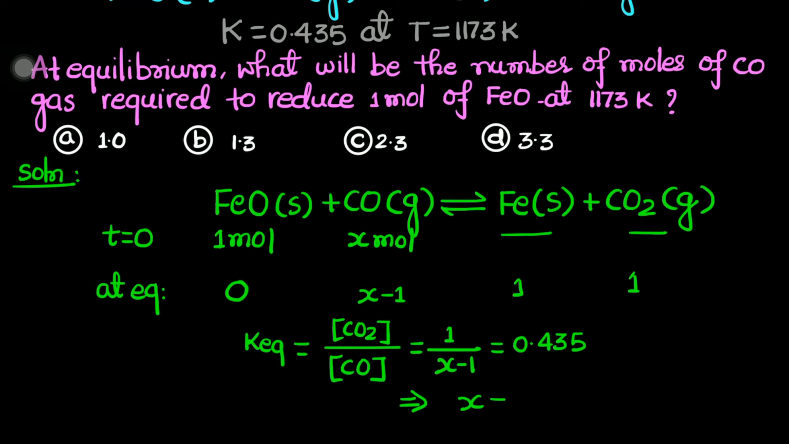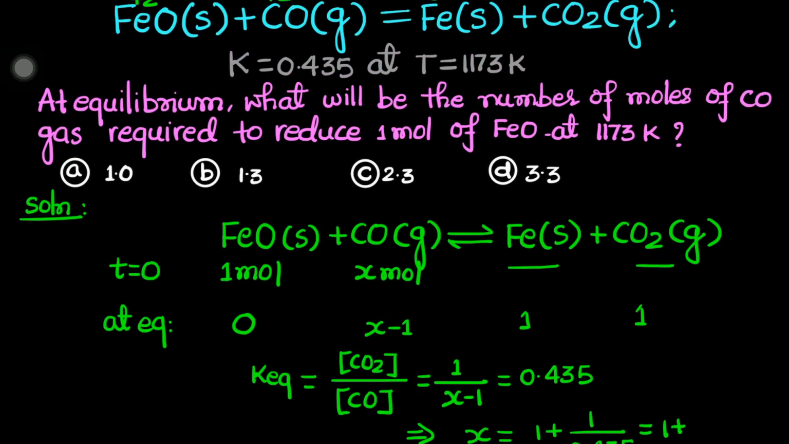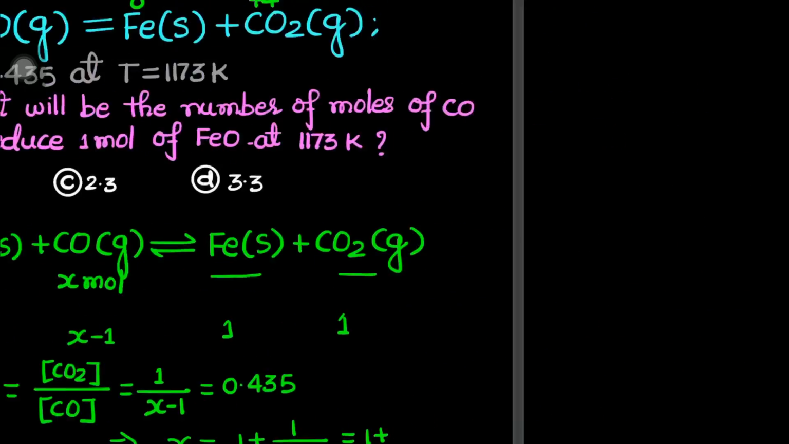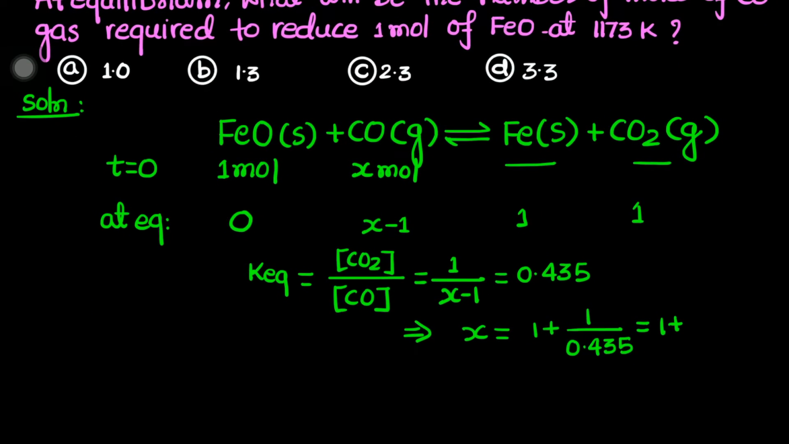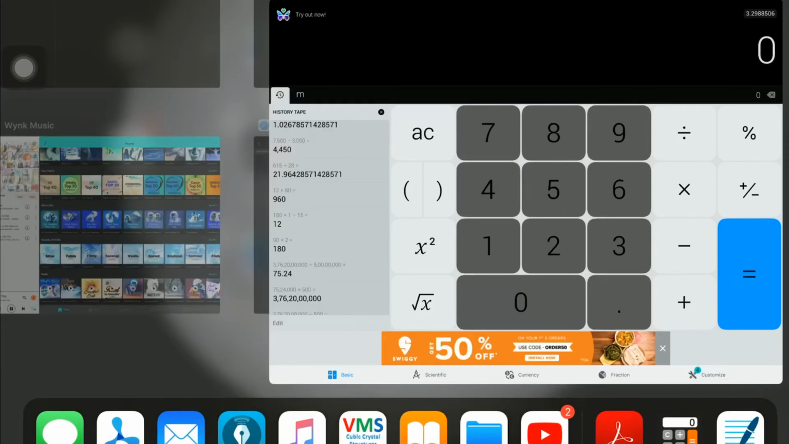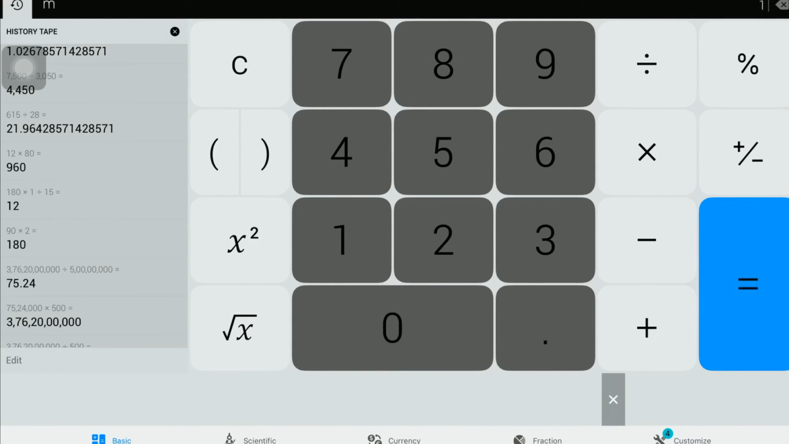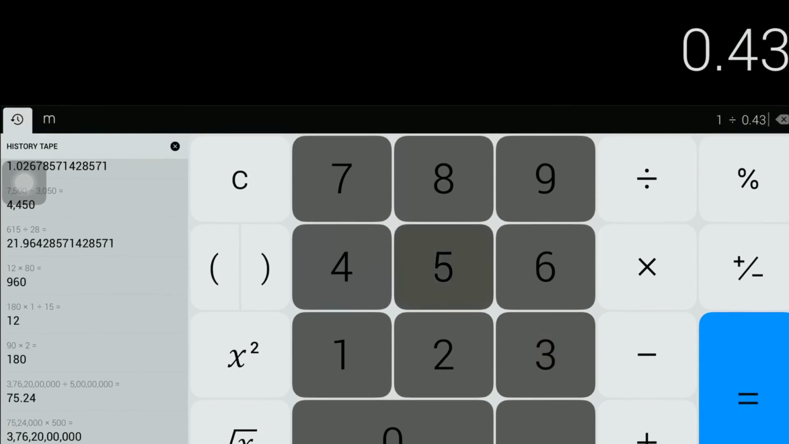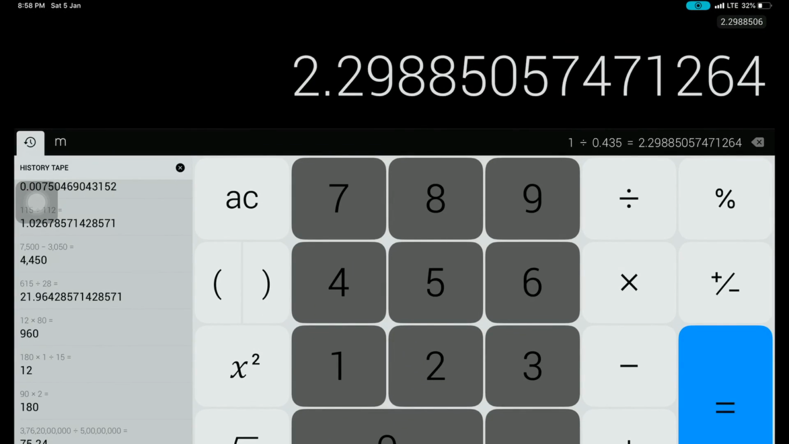So the value of x will be equal to 1 plus 1 divided by 0.435. So 1 plus, let's just find the value of 1 divided by 0.435. One divided by 0.435, and the value is 2.298.